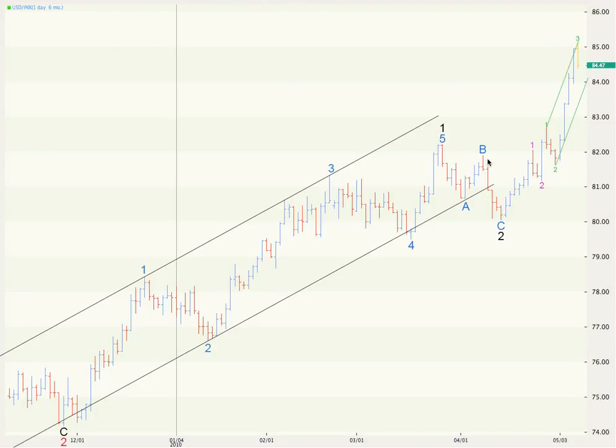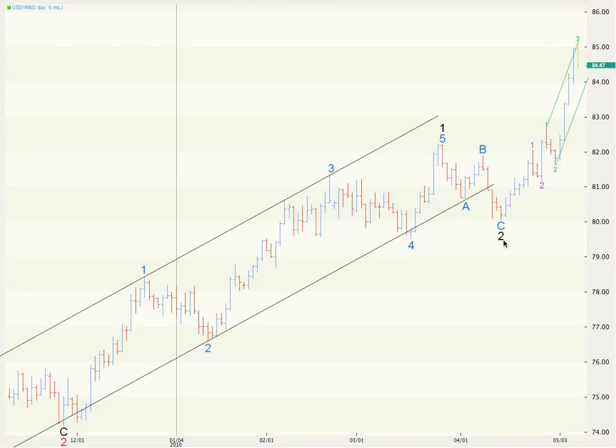Thereafter an ABC correction, a very shallow brief second wave at intermediate degree. This is possible. I don't like the brevity and the shallowness of this correction, but I do like that wave 1 black is nicely contained in this trend channel, which is very clearly breached to the downside, and therefore we should expect wave 2 black should then be underway.